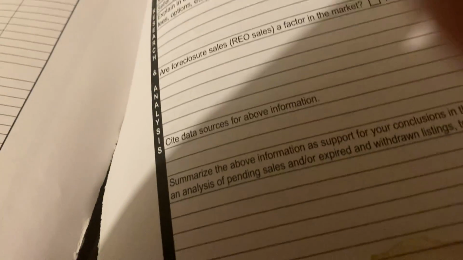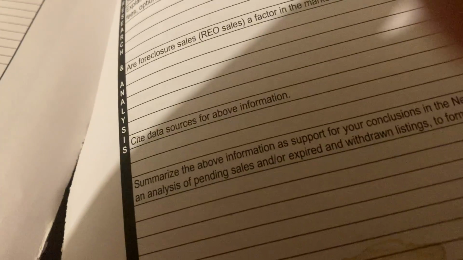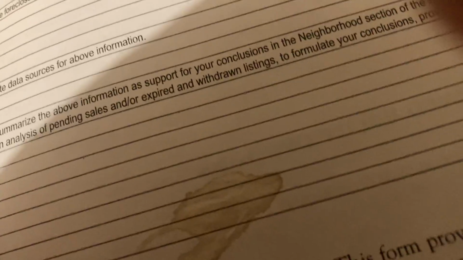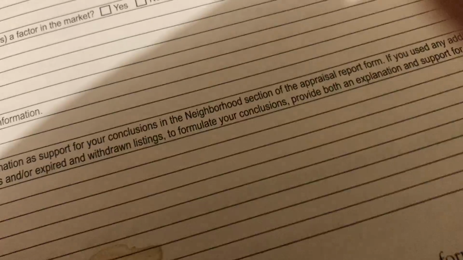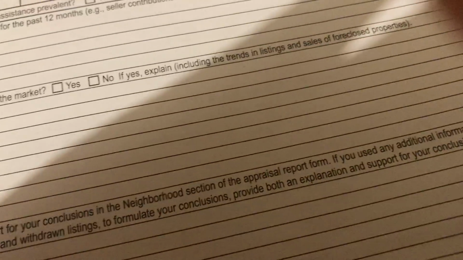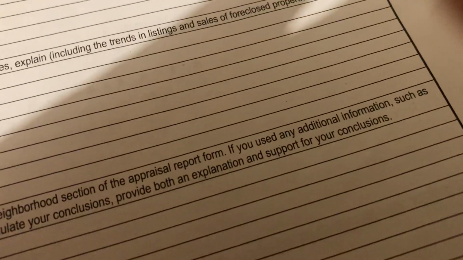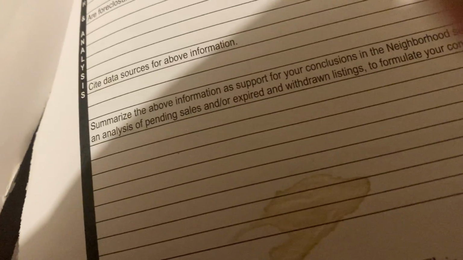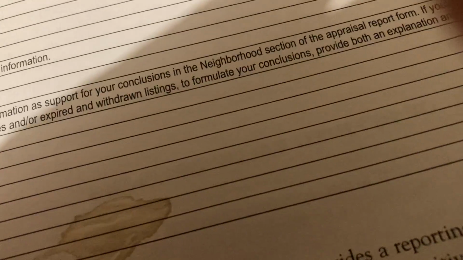Then it says cite data sources for above information. There's 3 lines on that. And then it says summarize the above information as support for your conclusions in the neighborhood section of the appraisal report form. If you used any additional information such as an analysis of pending sales and/or expired and withdrawn listings to formulate your conclusions, provide both an explanation and support for your conclusions.